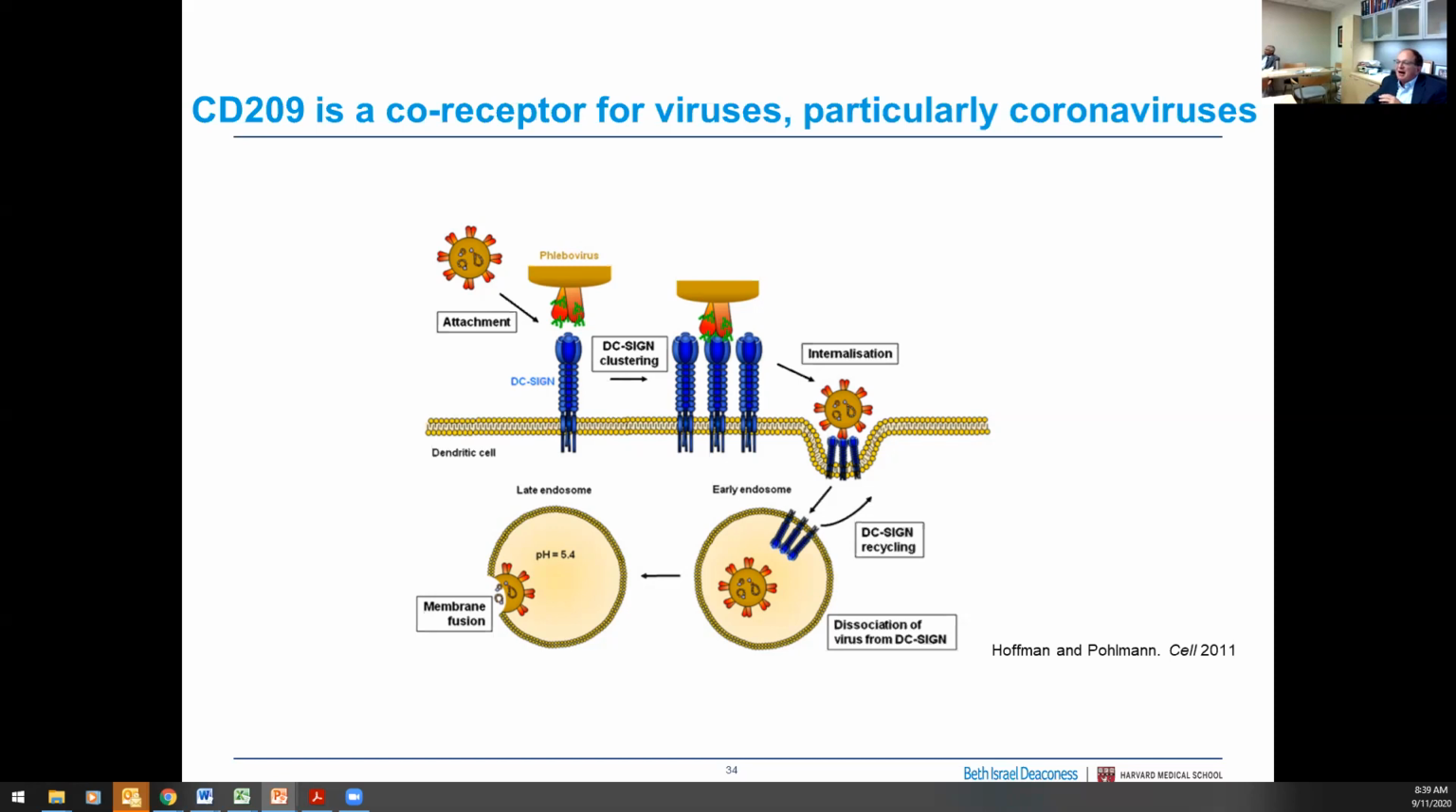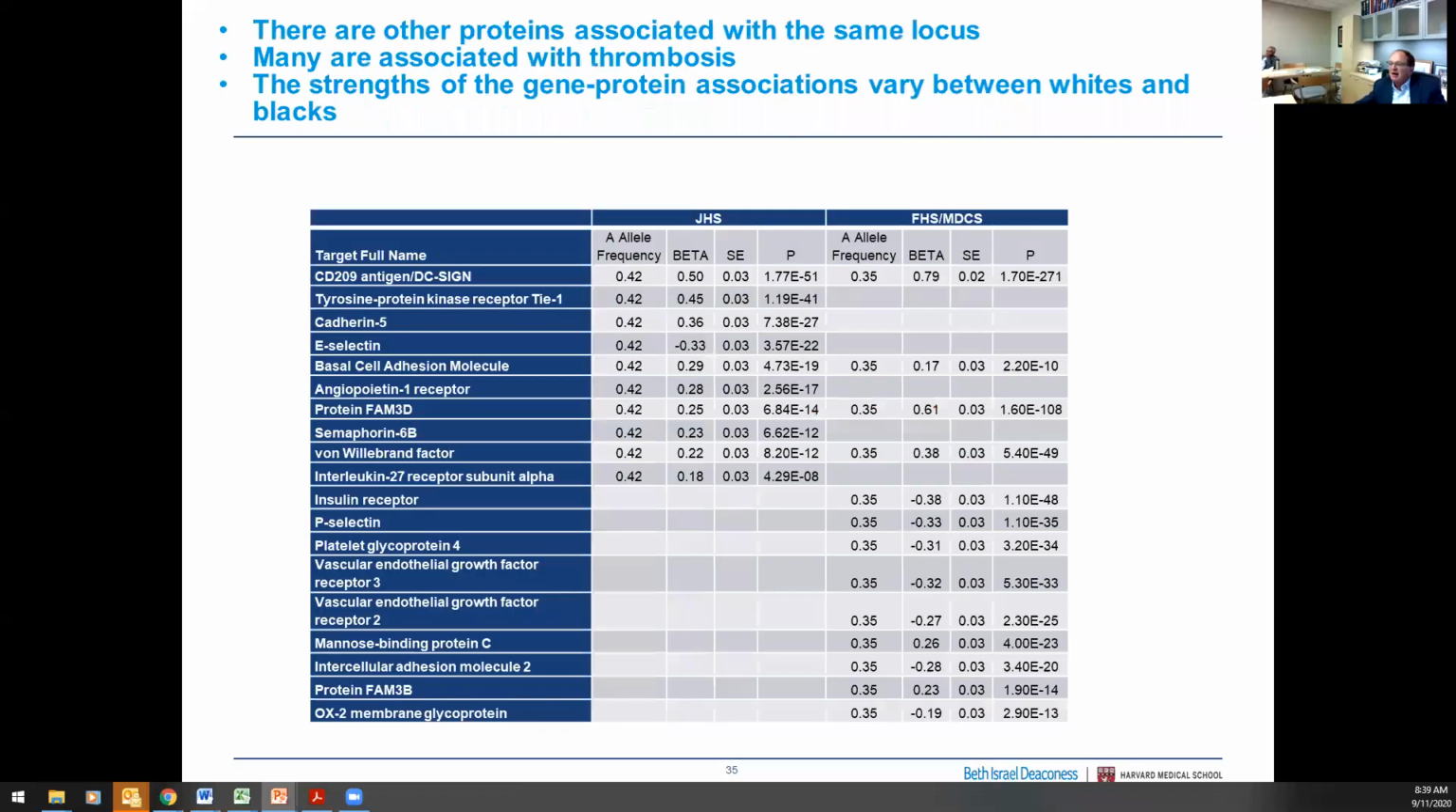And it turns out that it was first described for flaviviruses, but then Gary Nabel and others have shown that this seems to be a very important binding protein for coronaviruses as well, okay? We're really excited about this finding. Okay, that's the top hit.